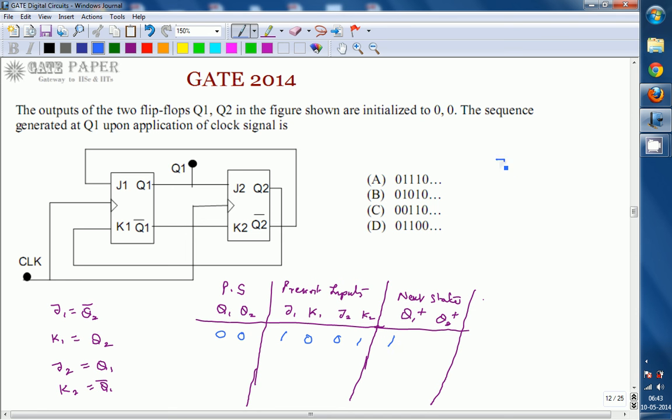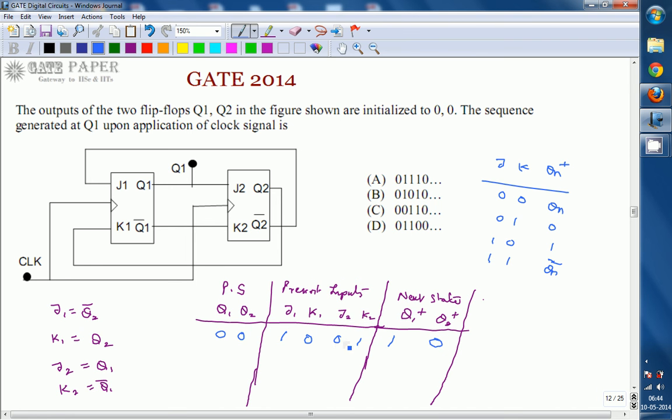We can check the truth table, JK and Qn plus. If it is 0, 0 you will get the same present state. If it is 0, 1, it is the reset state. If it is 1, 0, set state. 1, 1 it is Qn bar. That is, whenever JK values are 0, 1 or 1, 0, it doesn't depend on the previous state. Directly it will be a set state or reset state depending on the J value. So for the second flip-flop, JK is 0, 1, which is nothing but reset state.